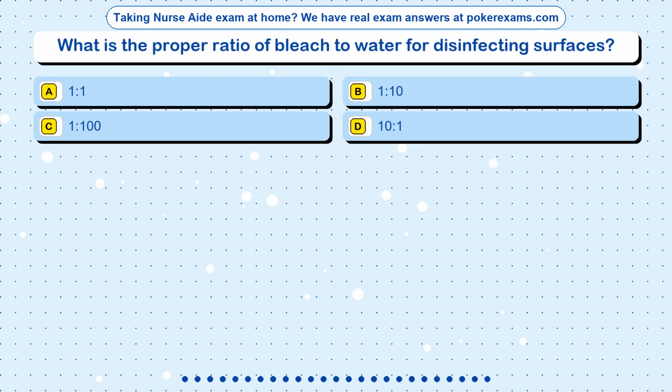Question 6. What is the proper ratio of bleach to water for disinfecting surfaces? Option A. 1:1. Option B. 1:10. Option C. 1:100. Option D. 10:1.